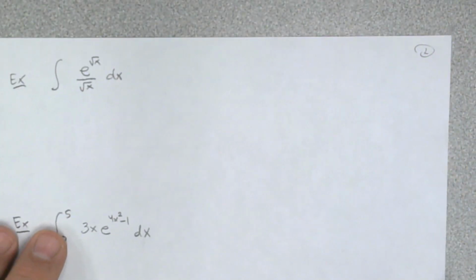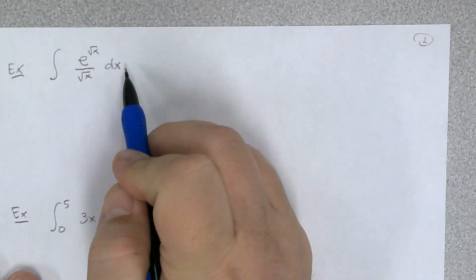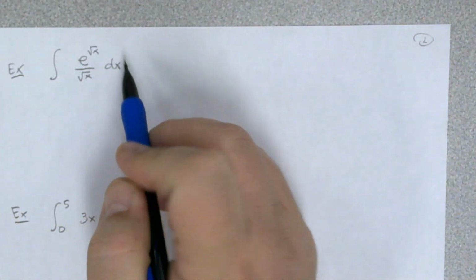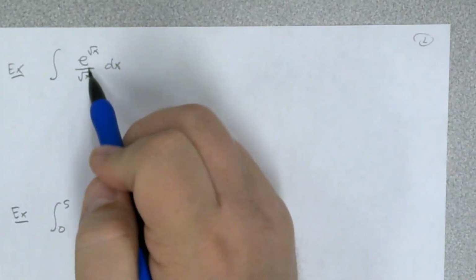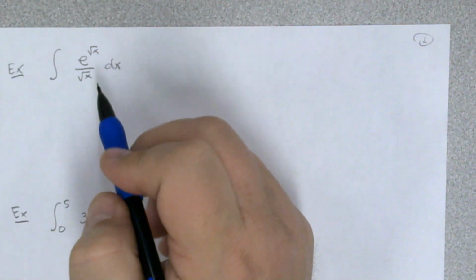Okay, let's go ahead and look at some more examples now. So now I have an e to the square root of x. In this particular case, I'm going to choose a u in this scenario. Which one do I pick? Well, you want to pick something that you can take the derivative of and have that left over.